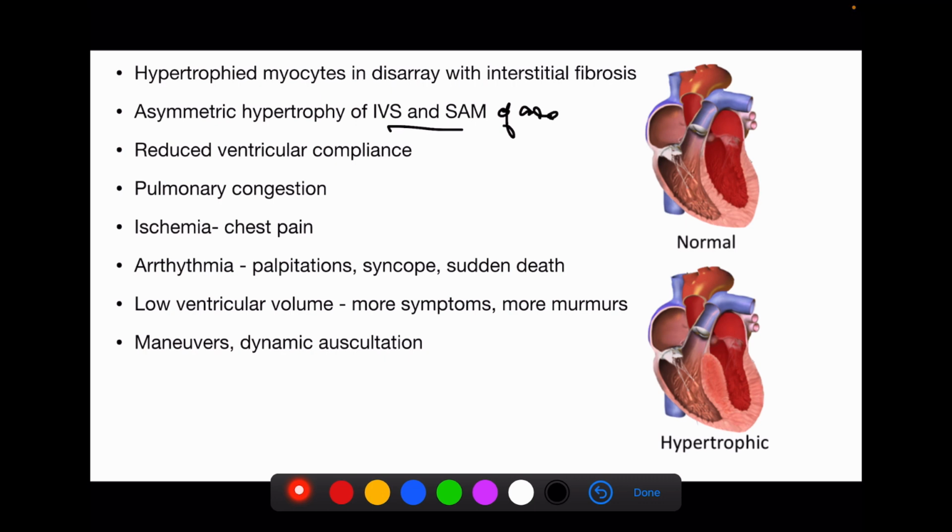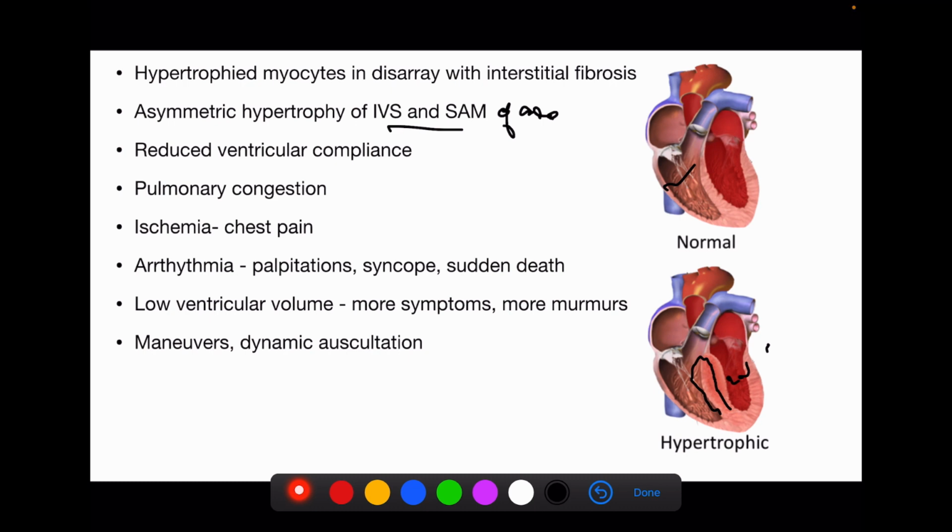And what happens here is that you can see here, this is the normal heart, this is the normal interventricular septum. And you can see here a hypertrophied interventricular septum. And because of this hypertrophied interventricular septum, there is less space available for blood to fill inside the left ventricle. This is the left ventricle, there is less space that is available for blood to fill. And this results in reduced compliance in the left ventricle. And when the blood is flowing out of the left ventricle, it also causes a certain degree of obstruction. Now this obstruction is further worsened by something called SAM, that is systolic anterior motion of the anterior mitral leaflet.